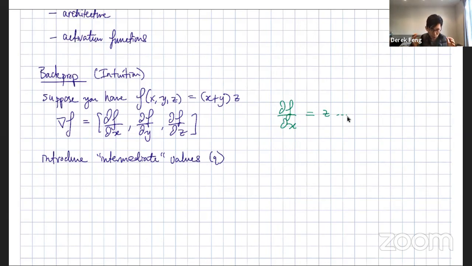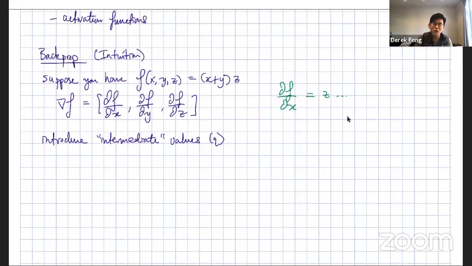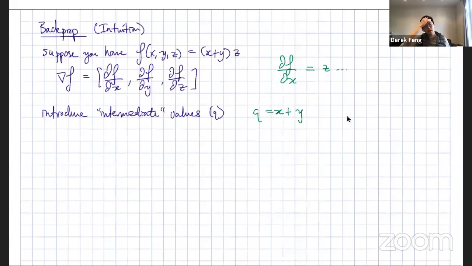Okay, so what are we trying to do? We're trying to calculate the gradients of f. Why do we calculate the gradients? Because we want to maximize this function as a function of the parameters x, y, z. So we're going to introduce this intermediate value. I'm going to define q equals x plus y, so that then I can say f is now q times z.